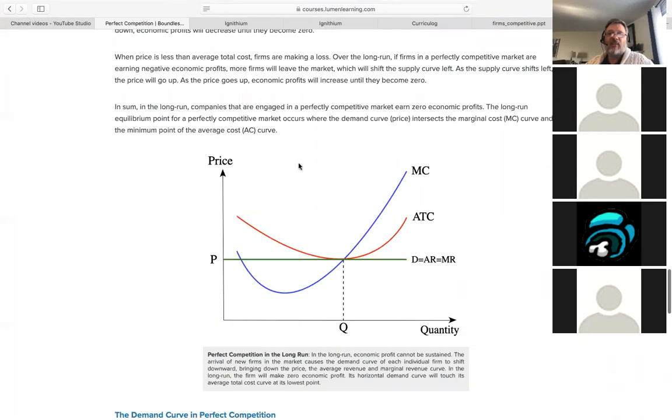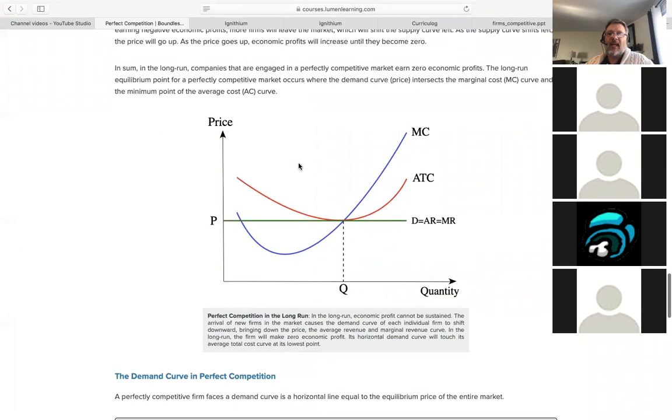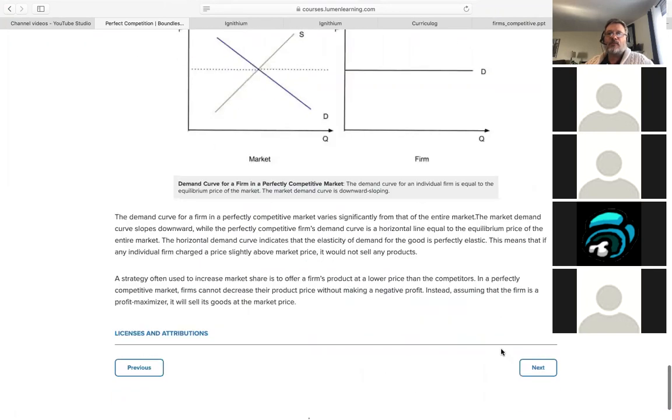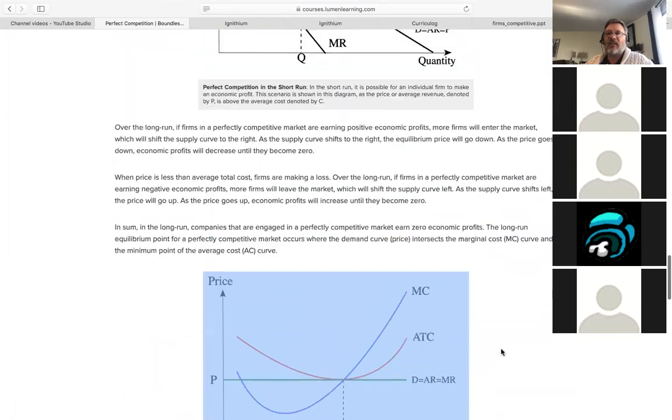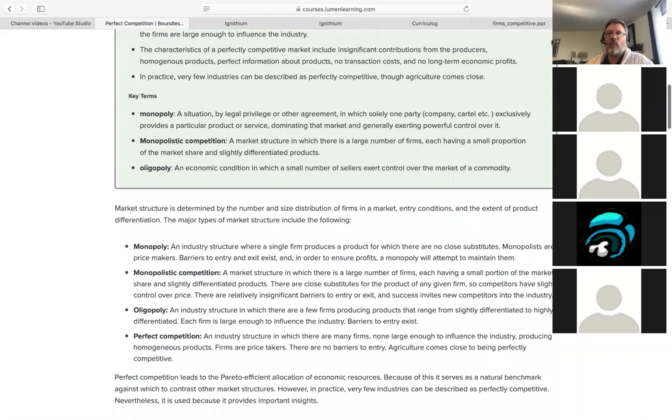Here's another key graph, but the first one, this is the big one. This is perfect competition in the long run. So that's what I wanted to show you guys from your chapters, those two graphs and basically what we're doing now.